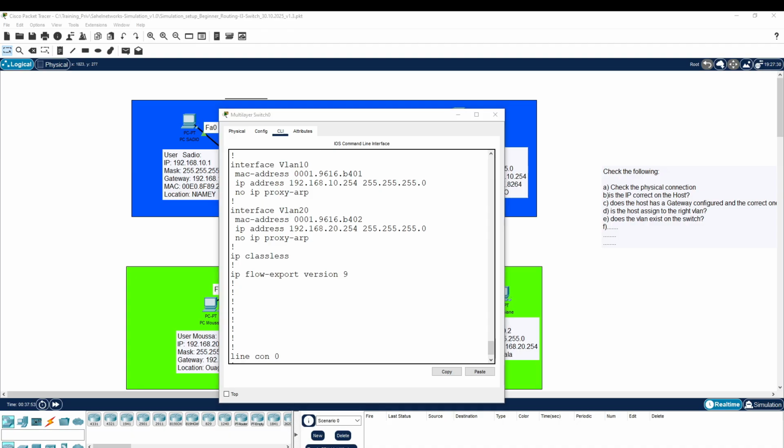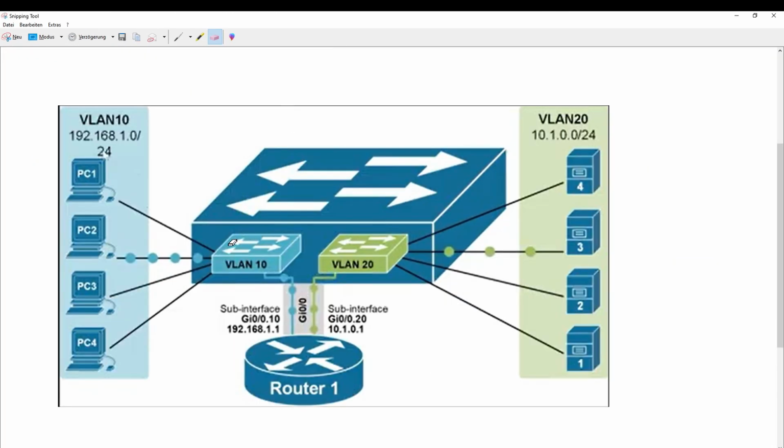Now, look at this picture. I'm showing once again this picture in order to answer the next question. Let me take a pen. So Sadio is here and Fatima is here. You have to check which VLAN this port, this interface on the switch for Sadio is assigned to. It should be assigned to VLAN 10. And this port, on which the cable to the PC of Fatima is connected, should be assigned to which VLAN? To VLAN 10. This is one point.